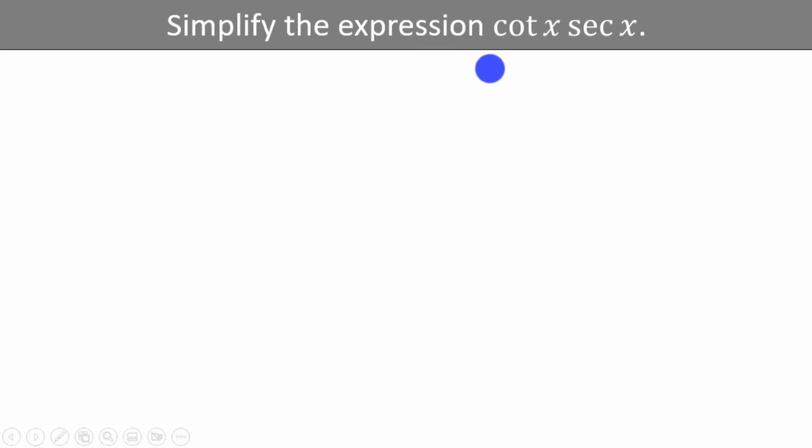Let's try another one. We are asked to simplify the expression cotangent of x times secant of x. Now, every trig function can always be converted into sines and cosines. That's a very good strategy if you're stuck on a simplification problem. Convert everything into sines and cosines, and typically something will cancel.